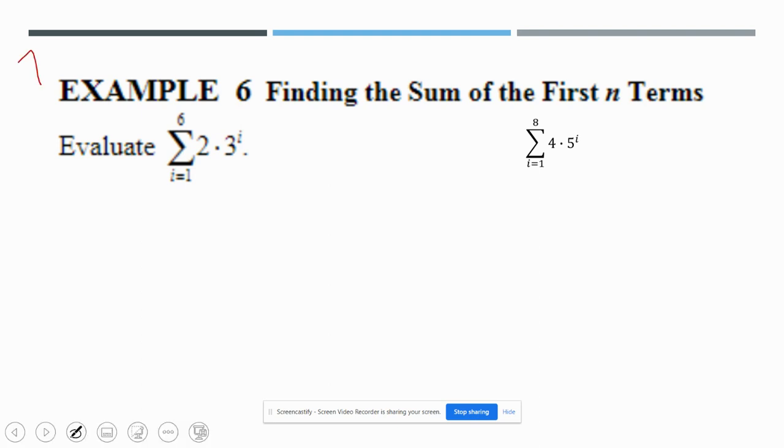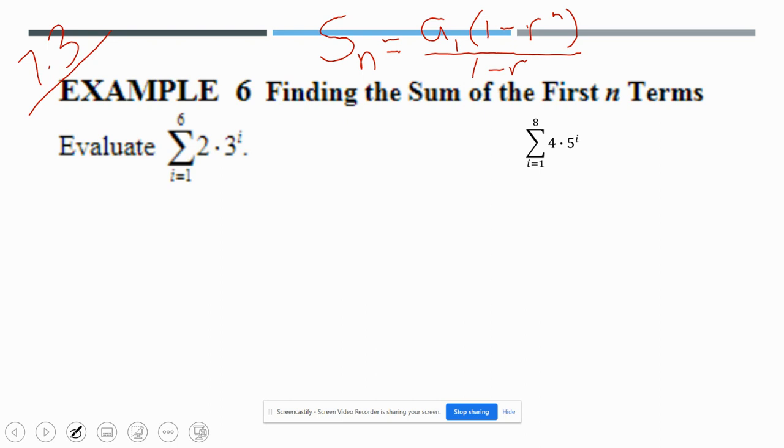Welcome back, everyone. We are continuing with section 7.3 today, talking about geometric series. Going back to our sum formula that we learned from yesterday, S sub n is a sub 1 times 1 minus r to the nth power over 1 minus r.